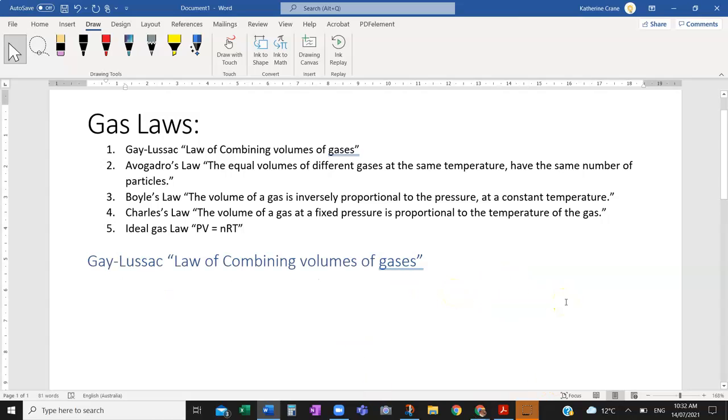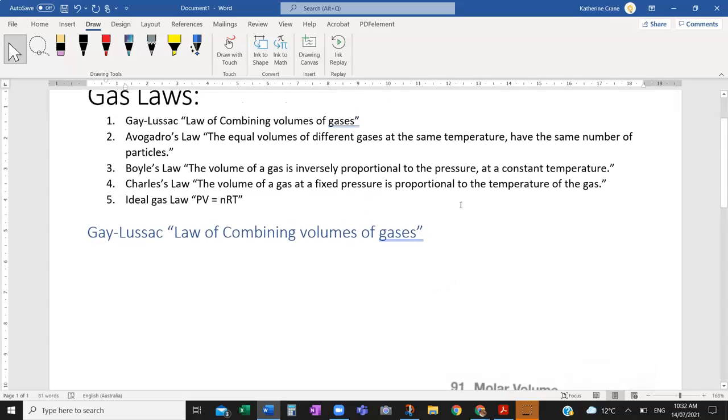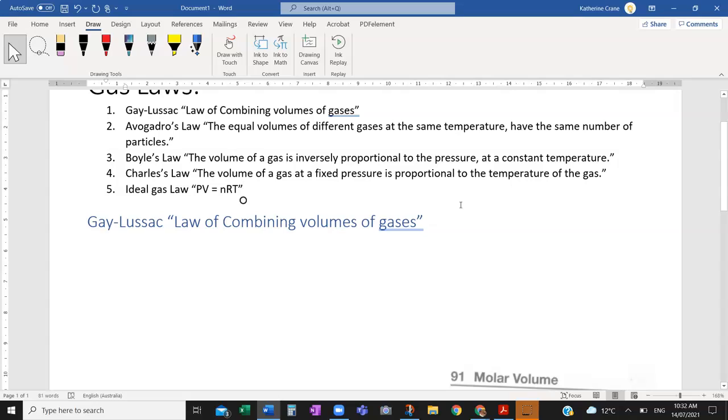So firstly, we're looking at the law of combining volumes of gases. This was developed by Gay-Lussac, a French, if I remember correctly, a French scientist, who looked at gases. Now, he did this before Avogadro came in with his ideas of how many particles are in there. So this is where we're just going to do this pretty simply.